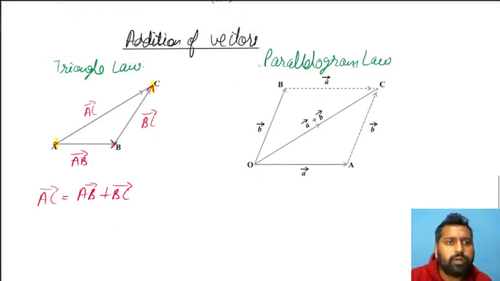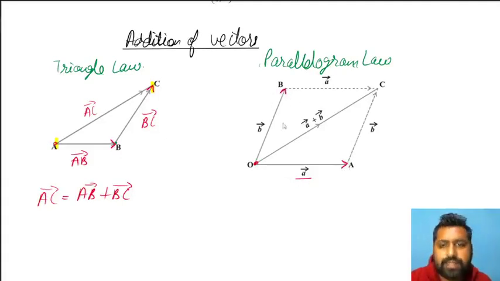Now for the parallelogram law, the arrangement is slightly different, everything else is the same. You take two vectors. Your A vector will be like this, along OA. A, B, C, D are the points just to represent it. Right now focus on A vector and B vector. So A vector is from O to A, and B vector is from O to B.